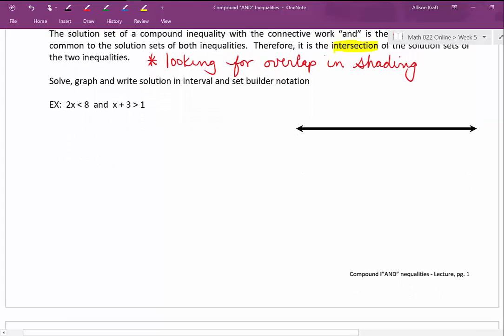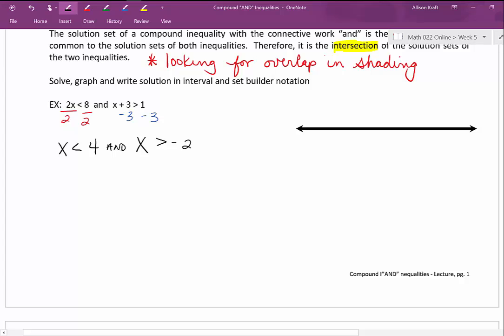We want to start by solving each one of these inequalities as we would normally. So the first one, I'm going to need to divide both sides by 2. I get x to be strictly less than 4. And now I'll solve the other one. I'll subtract 3 from both sides, which gives me x is strictly greater than -2.